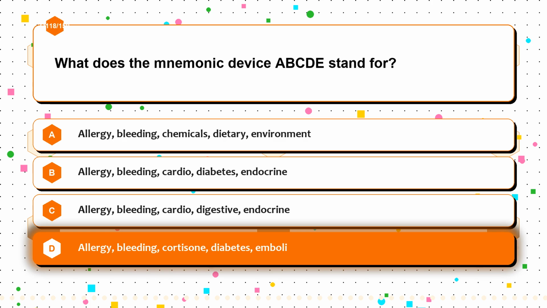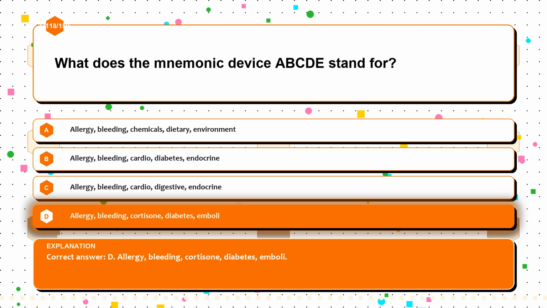The correct answer is option D: allergy, bleeding, cortisone, diabetes, emboli. Correct answer D: allergy, bleeding, cortisone, diabetes, emboli.